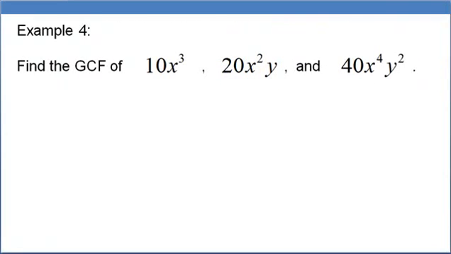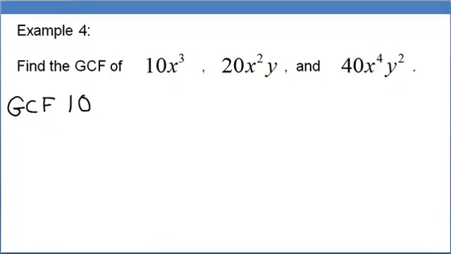Next, we'll find the GCF of 10x cubed, 20x squared y, and 40x to the 4th y squared. First, for the numbers, let's try and see if the smallest one divides evenly into all. So 10 does divide evenly into 20. 10 also divides evenly into 40. So our GCF number part is going to be 10.